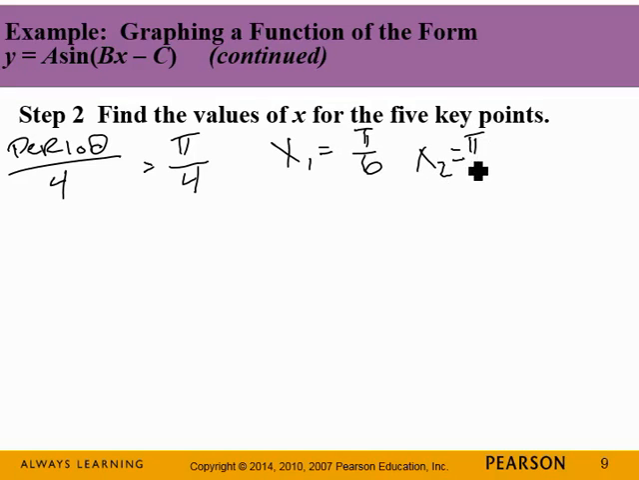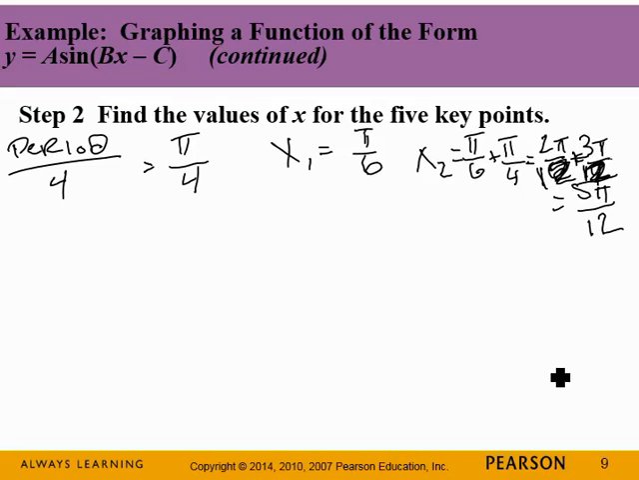x2 is going to be pi over 6 plus pi over 4. We can't just add those right away, so we have to find our common denominator, which would be 12. So you have 2 pi over 12 plus 3 pi over 12, which gives you 5 pi over 12.